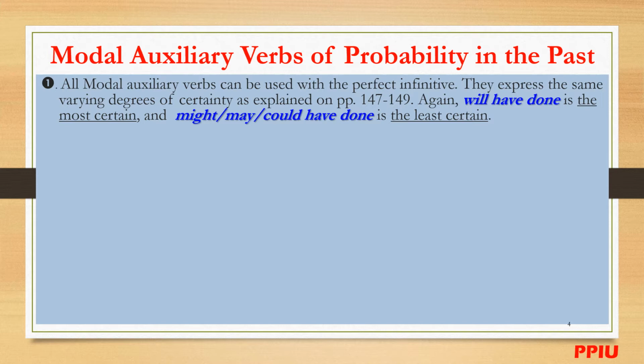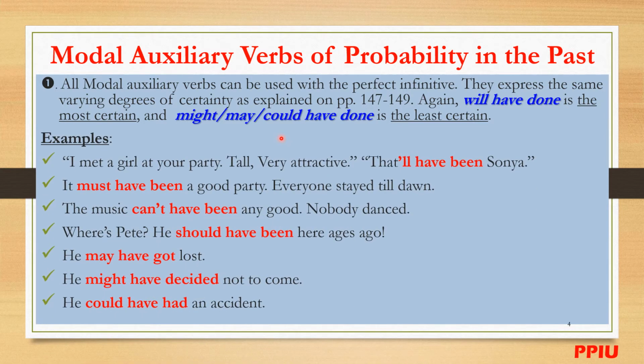Again, will have done is the most certain, and might, may, or could have done is the least certain. If we're talking about the degree, if you notice, will have done is the most certain, meaning the activity mostly happened. We can say the percentage is much higher than might, may, or could have done. So in this part you can see all of these examples.